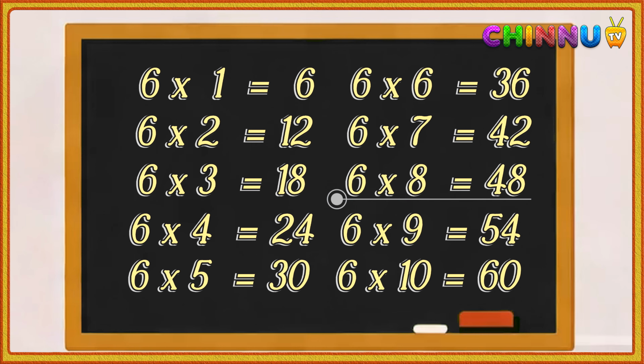6 eights are 48. 6 nines are 54. 6 tens are 60.